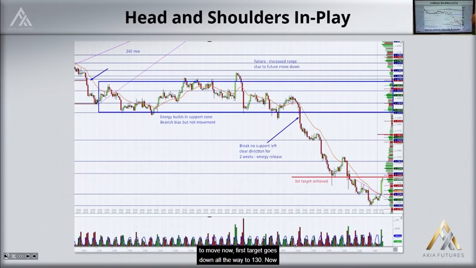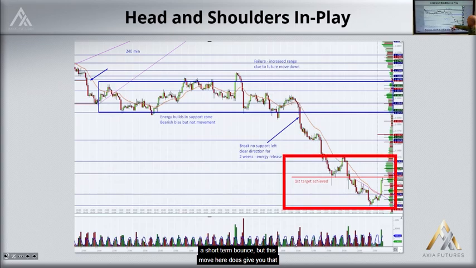First target goes down all the way to 113. Now again, it doesn't mean you have to swing trade this down, but what it does suggest is you can play downward bias trades, particularly something like here, some break through the low of the range and the recent low. That gives you a nice structure to then play down. And you're looking to continually play down until you've got down towards 113 before we then start to get a short-term bounce. But this move here does give you that full move down through that previous range.